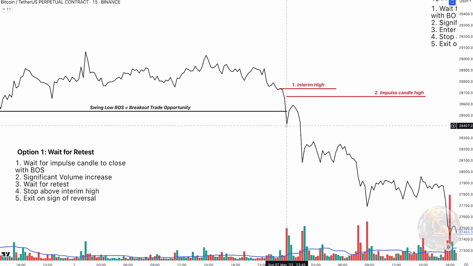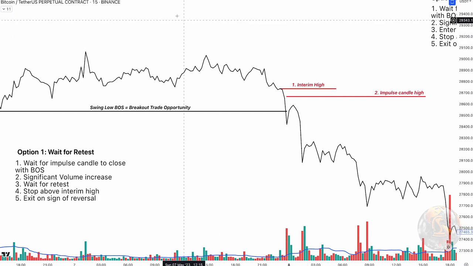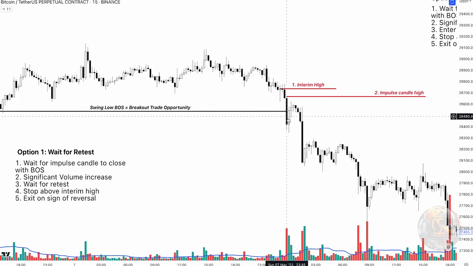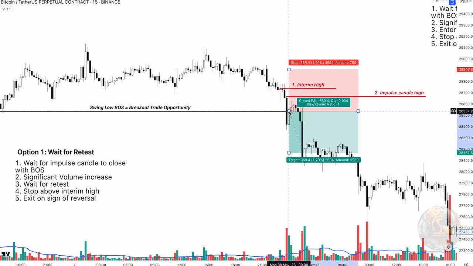Then, in this instance, we wait for the retest. Generally, the market will bounce after these moves and give some type of retest. Where we want to enter is at the retest of our swing low. So it broke down with volume, it then retested that level. This is where you would hypothetically enter. So you put an entry there.